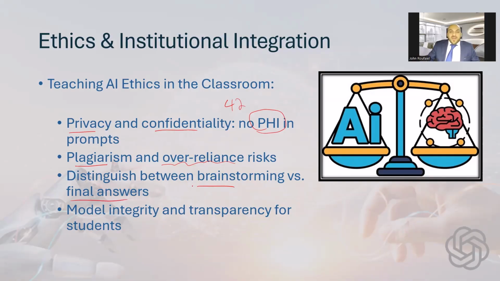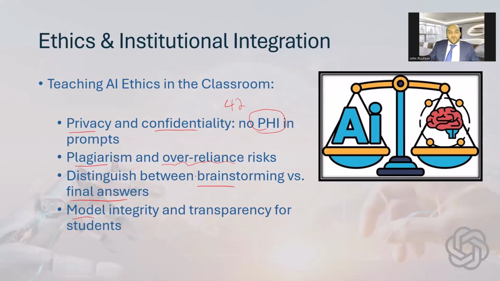So again, the AI can help you to think of questions or to think of answers. But is this the final answer? Can we go deeper into it? Can we refine it? So, working with your instructor, working in groups, and peer-reviewed studies can help you come to final answers.